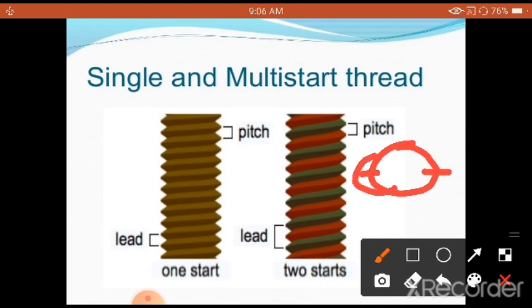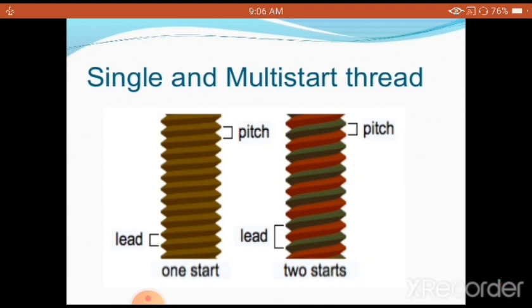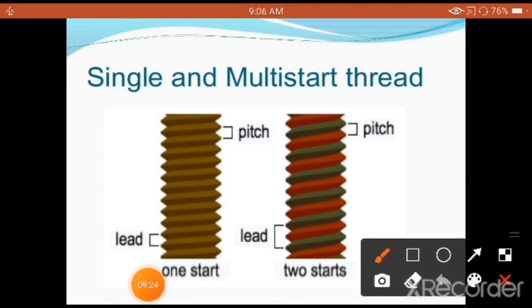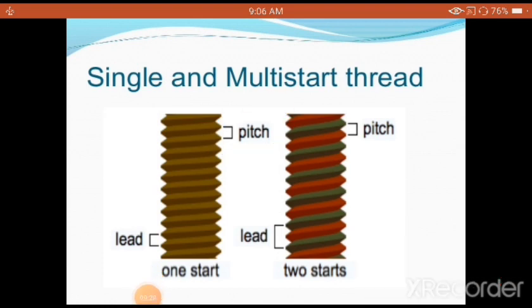If it is starting from here only, one portion, then it is called a one start. Suppose one more thread is cut on the surface of a workpiece from this end, then it is called a multi-start, or also called two starts. This is just a basic concept for understanding. We need to know the difference between single start and multi-start thread, and the most important concept to be understood is the pitch, which is the distance between the two crests, which I have already discussed.